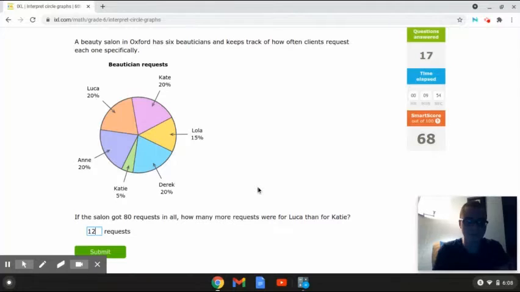So the answer for this problem is 12 requests, because we took a look at the circle graph and did the math for Luca and Katie and converted these percentages into decimals and subtracted, and that gave us 12 requests. And that is how to solve this problem. So let's move on to the next one.